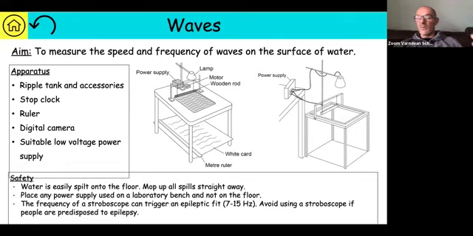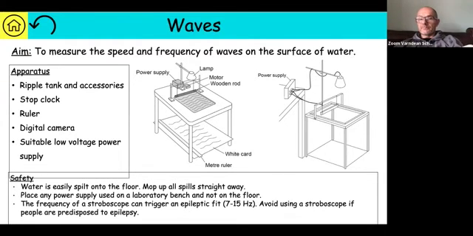Instead of a digital camera, we used a phone. So I want a ripple tank, I want a stop clock, a ruler, and a camera. Okay, that's everything I need. The low voltage power supply is great to add, but you don't need to, because a ripple tank normally comes with that. So the first thing you do is write it down.